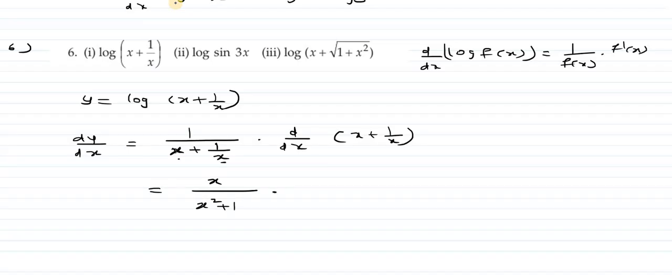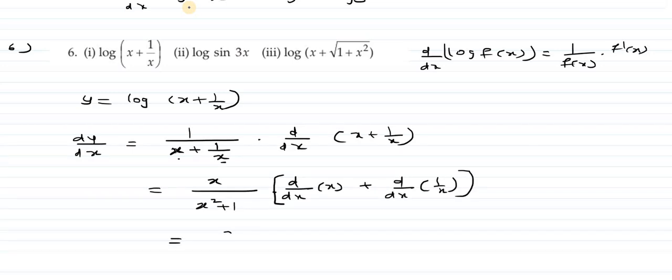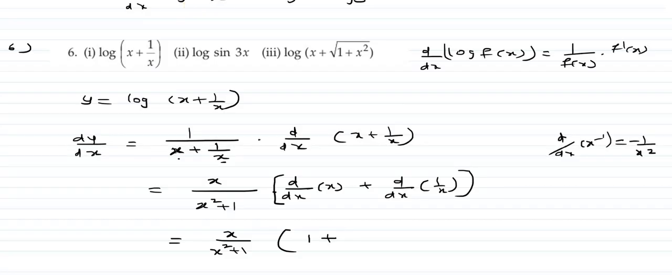This one, differentiation is what, ma? You can differentiate two terms separately, individually. D by dx of x plus d by dx of 1 by x. We are in the beginning, so I am doing step by step. Otherwise, you can ignore this, correct? So, what it will be? 1 plus differentiation of x power minus 1, what it is? Minus 1 upon x square.